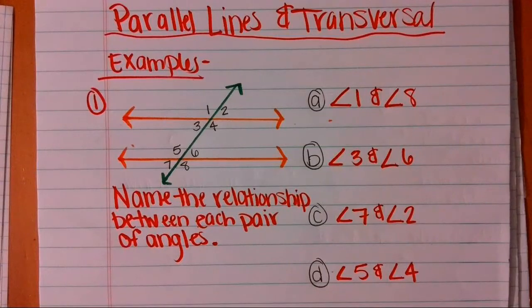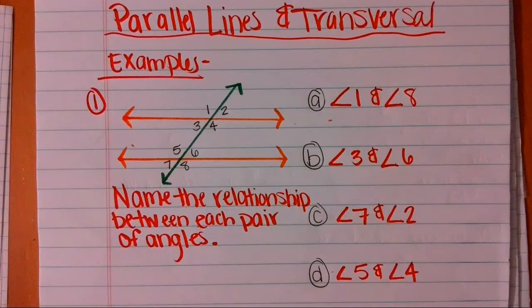Okay, so if you're at home, either RCL or hybrid or just a distance learner, you are going to need some examples to go by. These questions are specifically asking what the relationship is between each pair of angles. So we're going to use those words alternate, consecutive, exterior, and interior to name our angle pairs.